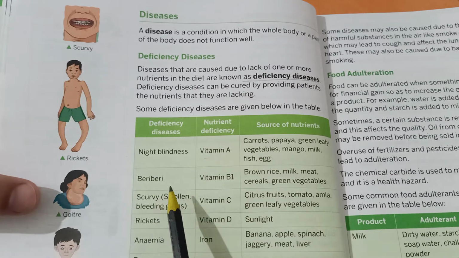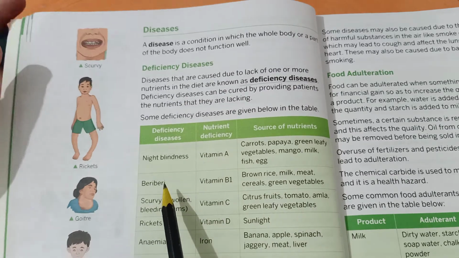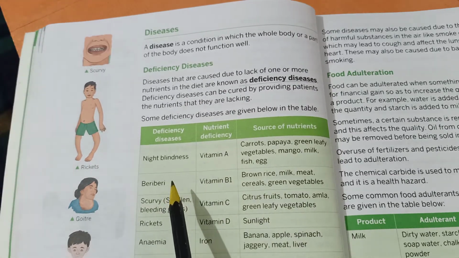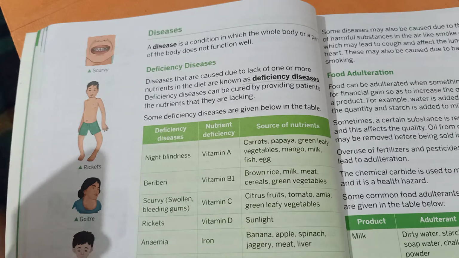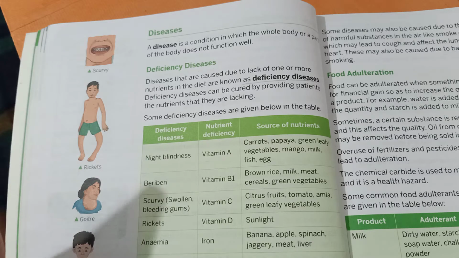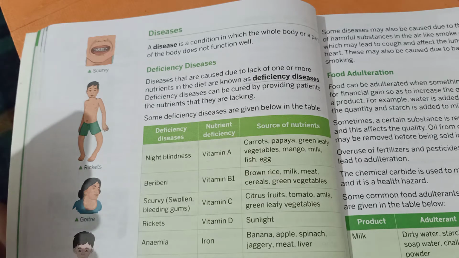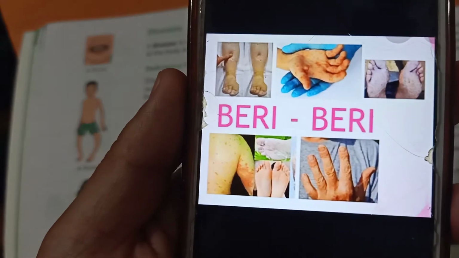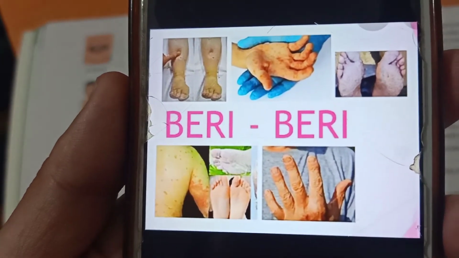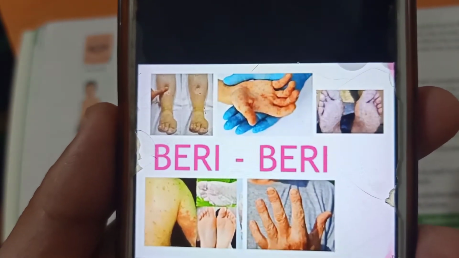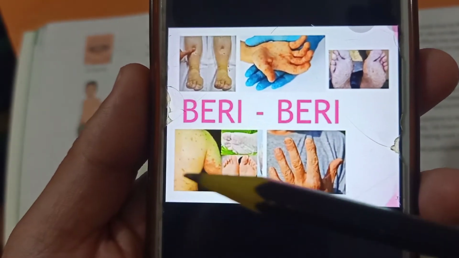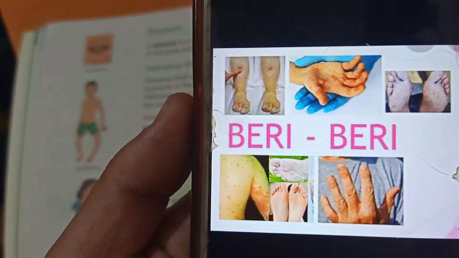The second disease which we are going to learn is beriberi. Now this beriberi is again a deficiency disease, caused due to a deficiency of vitamin B1. So this is again a deficiency of a vitamin. I'll show you some images of beriberi. We might end up having swollen legs, rashes on our skin or legs, on our body like this.